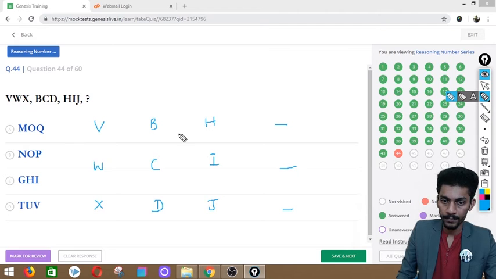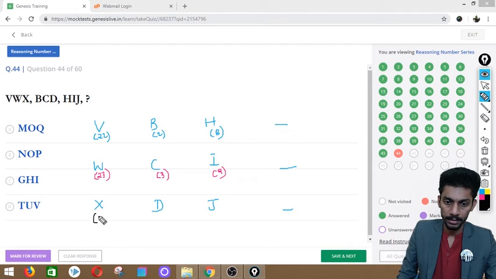Okay. Now, V is which letter? The 22nd letter. B is the second letter. H is the 8th letter. What about W? W is the 23rd letter. This is the 3rd letter. This is the 9th letter. What about the last one? X is the 24th letter. This is the 4th letter. This is the 10th letter. Now, what is the similarity between all these values?